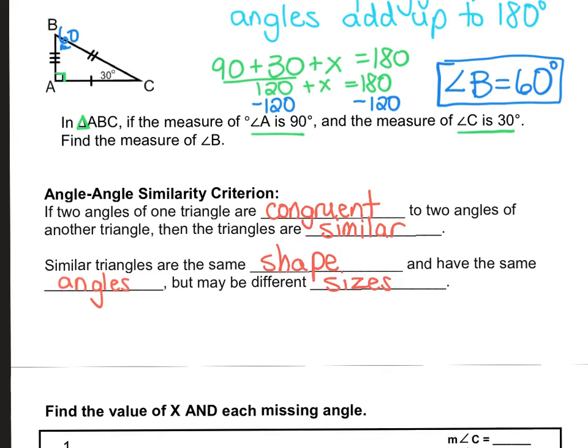Okay, so we could have a right angle down here with 60 and 30, and then a really big triangle down here, still 90, this one's still 60, this one's still 30. Those are similar triangles. They have the same shape. They're both right triangles. They have the same angles, but they are not the same size. So those are called similar.